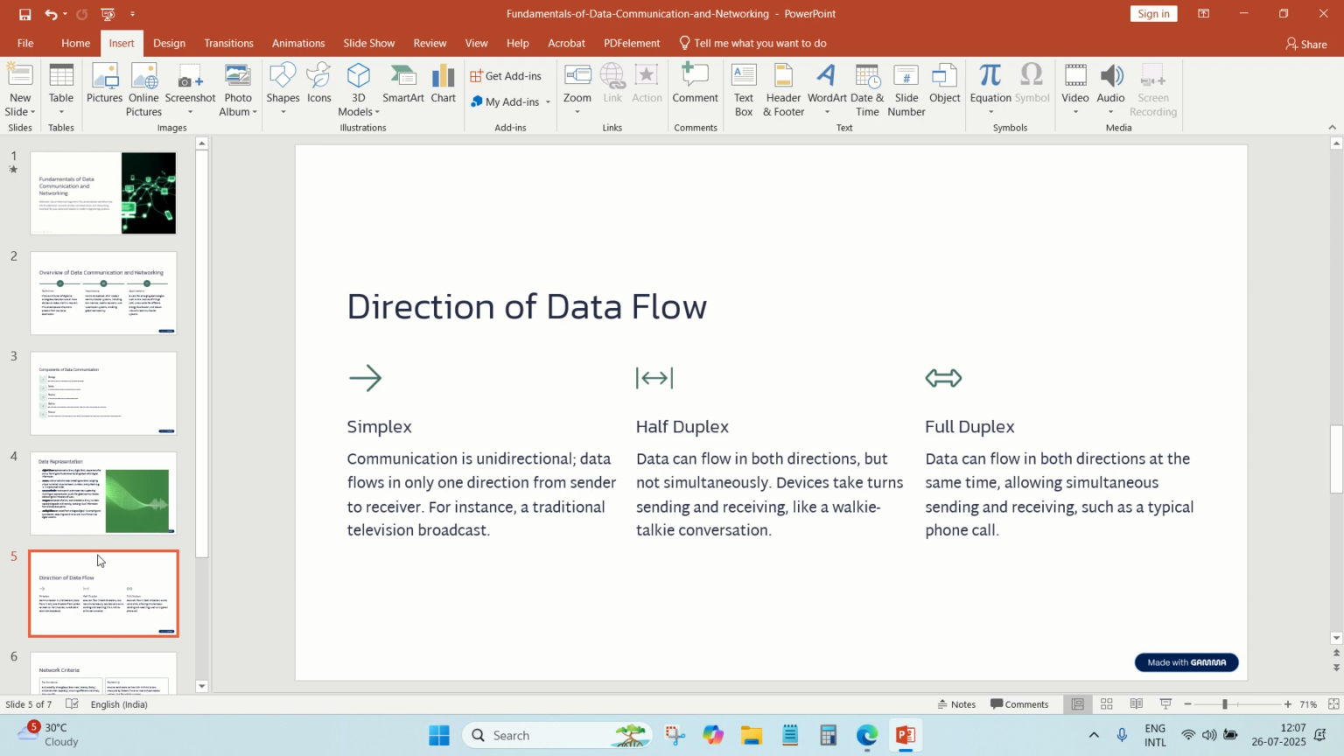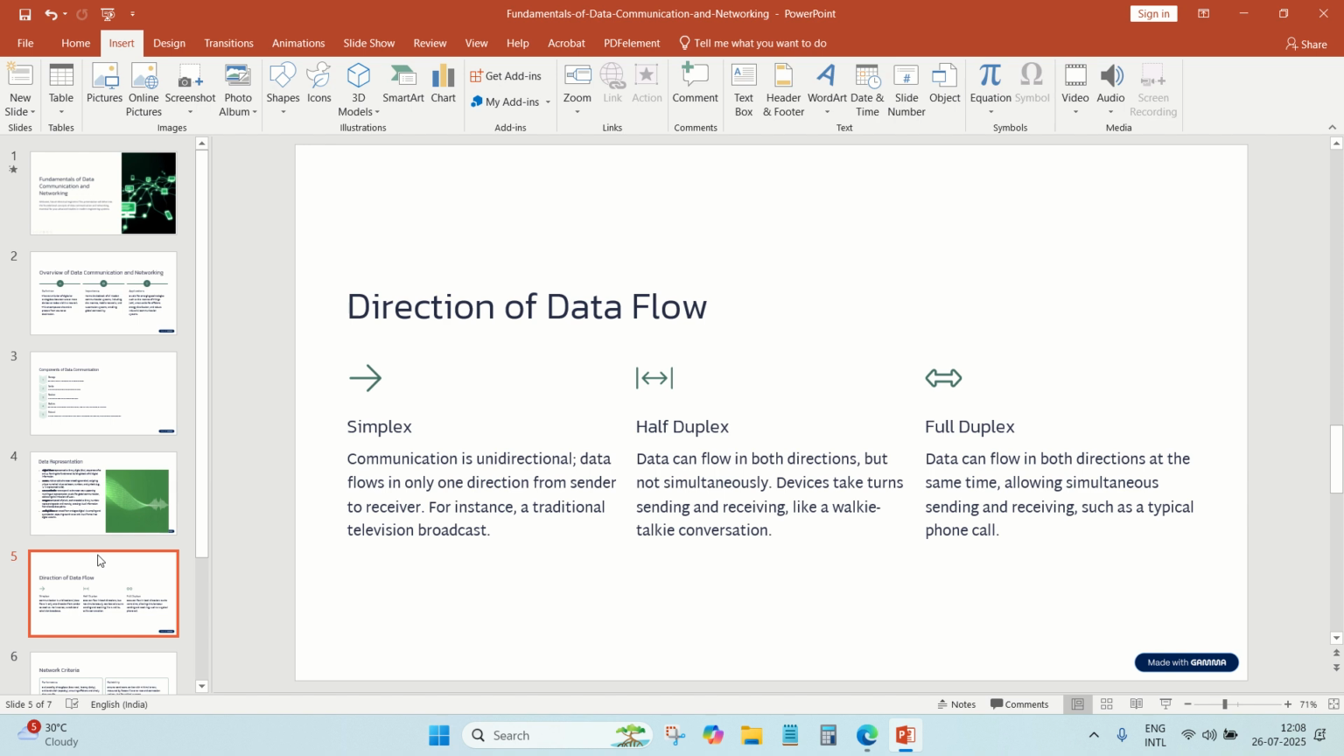An example is the traditional television broadcast. Keyboards and traditional monitors are all examples of simplex devices. The keyboard can only introduce input, whereas the monitor can only accept output. In the simplex mode, it will use the entire capacity of the channel to send the data in one direction.